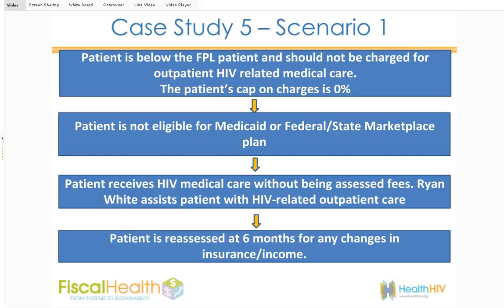By all scenarios, this is the patient below the federal poverty level who really needs the assistance of the Ryan White program. When they come in for enrollment and eligibility, based on their federal poverty level, they're not going to have a cap on charges, and they're not going to be responsible for their medical care. But you should walk through the process to make sure they're not eligible for any other programs. In a straightforward scenario, the patient receives medical care, they don't pay, and they're reassessed at 6 months.